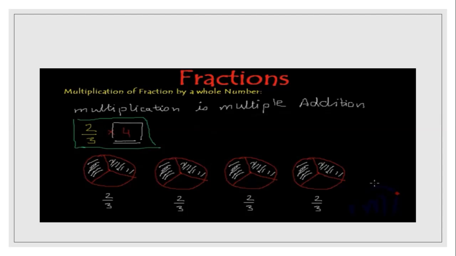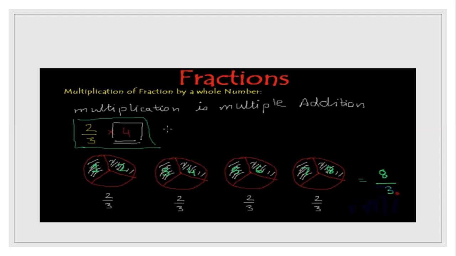And now if I count the shaded portions which are over here, how many shaded portions do we have? So here we have 1, this is 2, this is 3, this is 4, this is 5, this is 6, 7 and 8 portions. We have 8 portions of the circle where each circle is divided into 3 equal parts, right? So this was the method in which we are adding 2 by 3 four times, right?